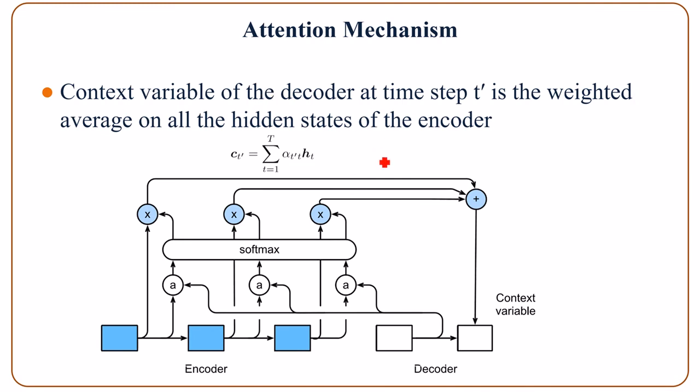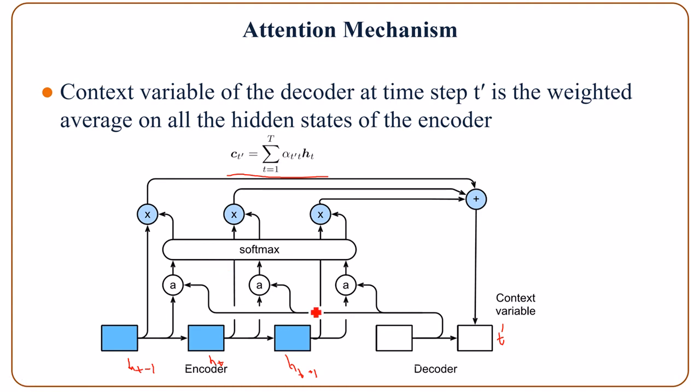So let's say time step t prime. This is time step t prime. The context variable at time step t prime is the weighted average of all hidden states of the encoder, as we can see here. So let's say this is h_t, the hidden state at time step t, h_{t+1}, and h_{t-1}.